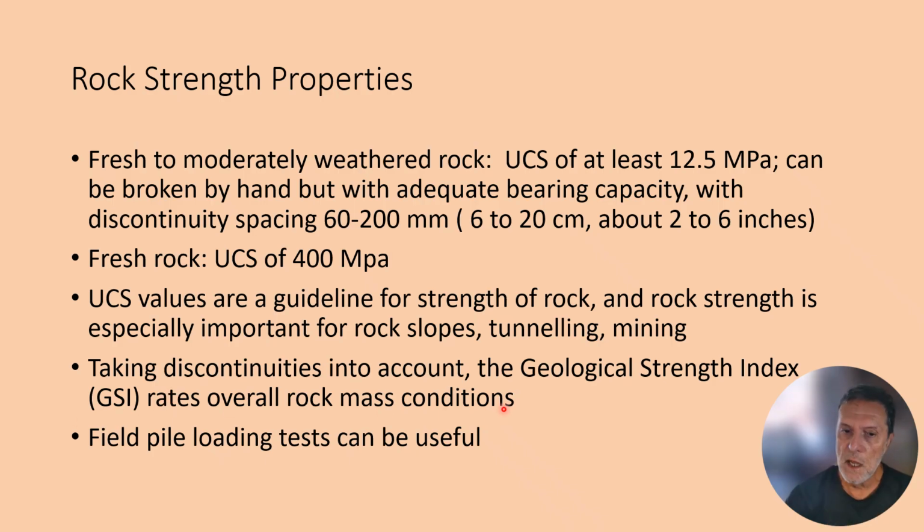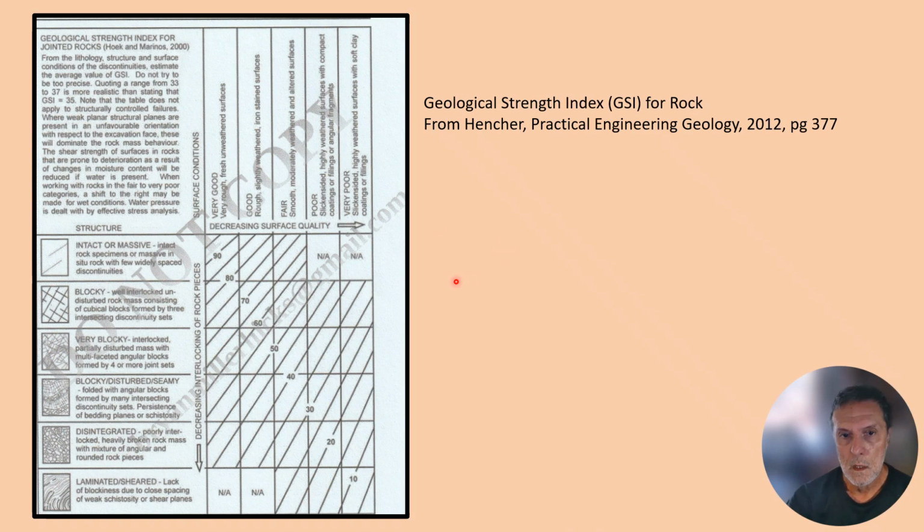There's something called the Geological Strength Index, which rates overall rock mass conditions. The more fractured and pervasively fractured a rock mass is, the weaker or the lower strength it's going to have. Here's a Geological Strength Index. Hard to read, but you have the weakest rock down here, laminated and sheared, and you have the strongest rock up here, intact or massive rock.